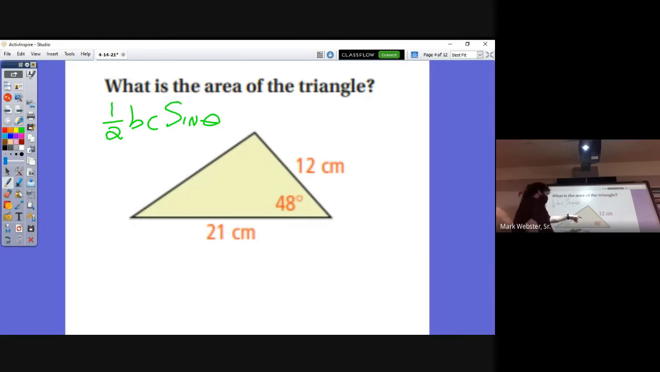is take 1/2 times BC times the sine of the angle in between. So I'm just going to do that. 1/2. What are the two sides? 12 and 21, times the sine of the angle, 48 degrees. Now all I have to do is type in 0.5 times 12 times 21 times sine of 48. Ta-da!